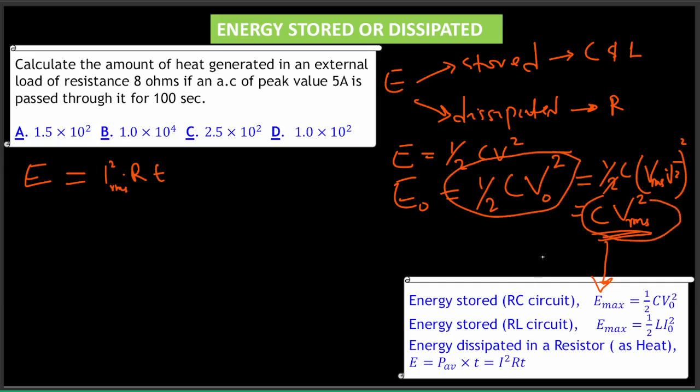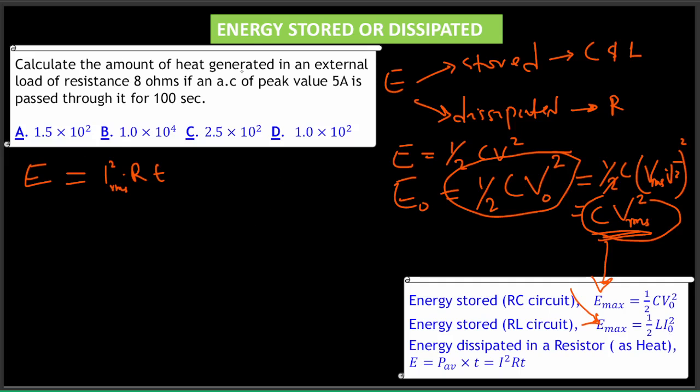Now, same goes for an inductor, all right? The energy stored in an inductor over one cycle is 0, but the maximum energy is this: half times the inductance times peak current squared.